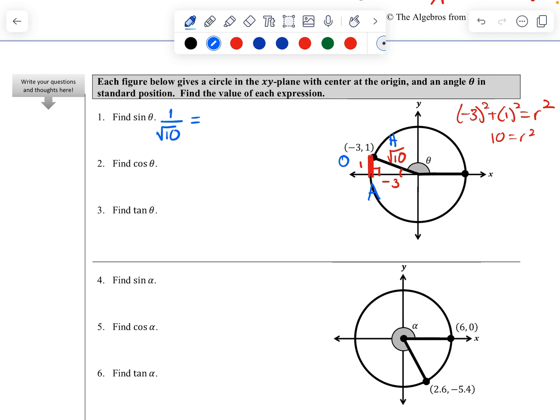And we'll rationalize this, which just means to get rid of the radical in the denominator, I'll multiply by the square root of 10 over the square root of 10, because that's really the number 1. So this is the square root of 10 over 10. Our cosine, adjacent over hypotenuse, is -3 over the square root of 10. And again, we can rationalize it, so we have -3 square root of 10 over 10. And tangent, opposite over adjacent, so 1 over -3.